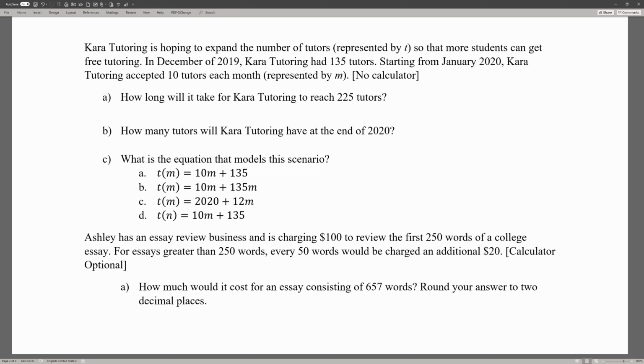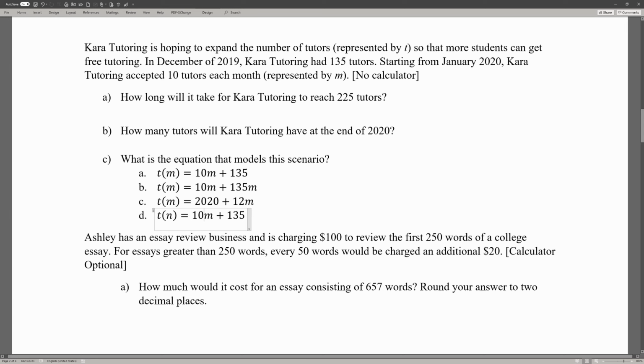So, the first thing I would do is try to find an equation that models the scenario, and lucky for me, question C asks that exact same question. So I'm going to solve C first and come back to A. Looking at the list of equations I have, I already see that D is going to be incorrect because there's no mention of a variable n. As you can see here, T of n, and there's also no n in the equation. So that one's automatically going to be incorrect.